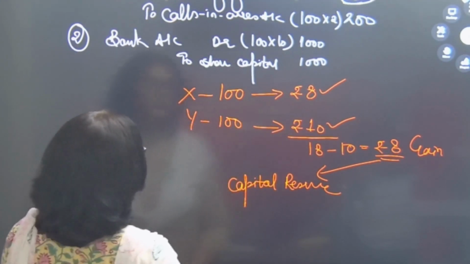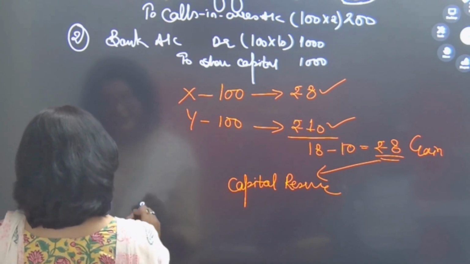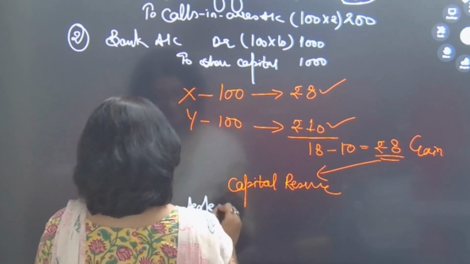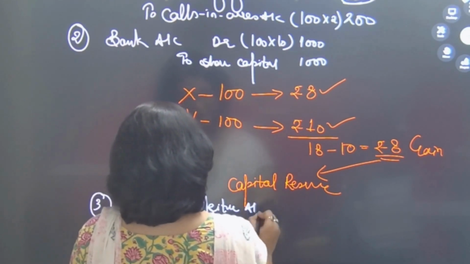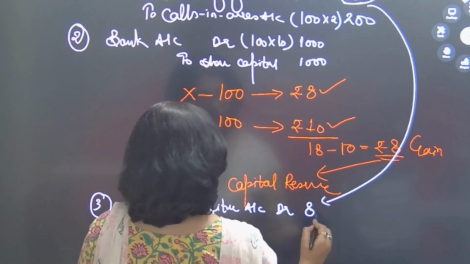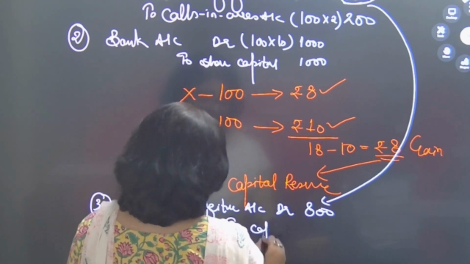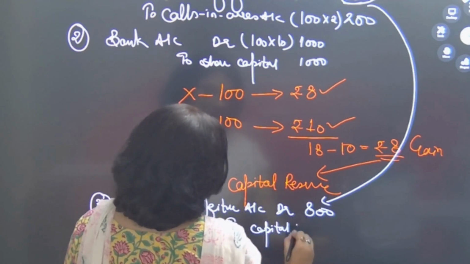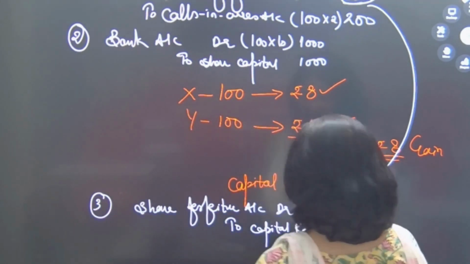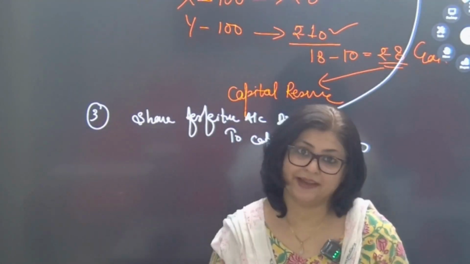For this, what will be the entry we pass? This is share forfeiture account debit, ₹800. This balance is going to come over here and we will write to capital reserve. Under shareholders' funds, this capital reserve is shown under reserves and surplus. This 800 rupees will be transferred as the gain on reissue of shares by the company.